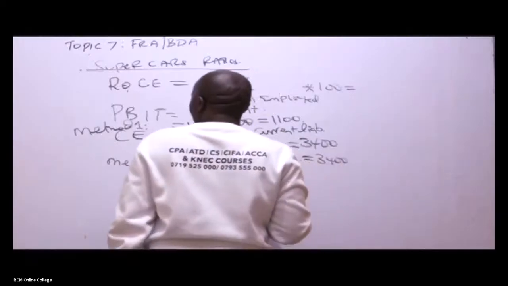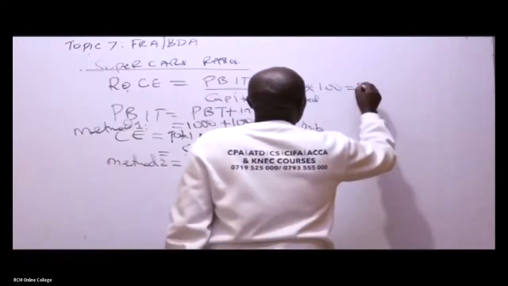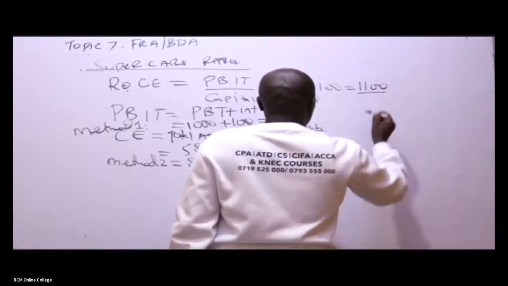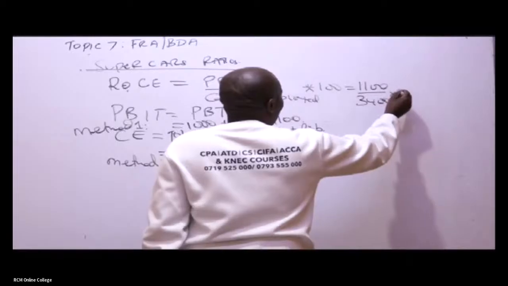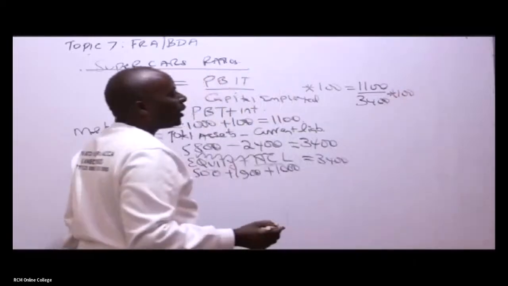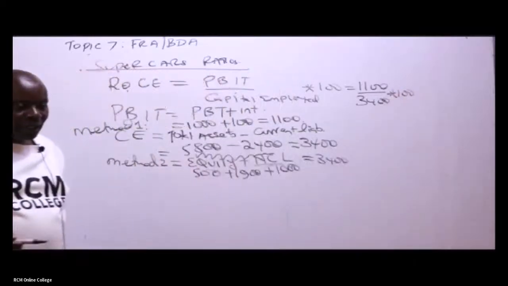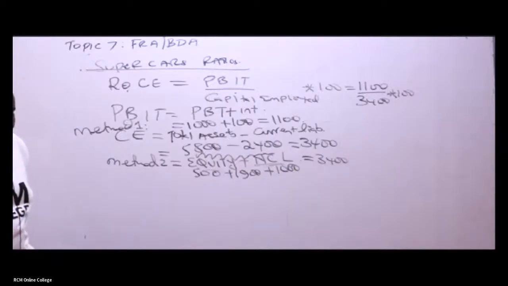So the PBIT is 1,100, all over 3,400 as capital employed, times 100. That will end up giving us what percentage? 32.35%.